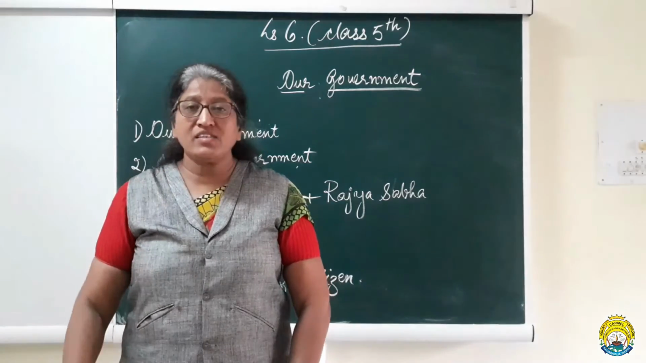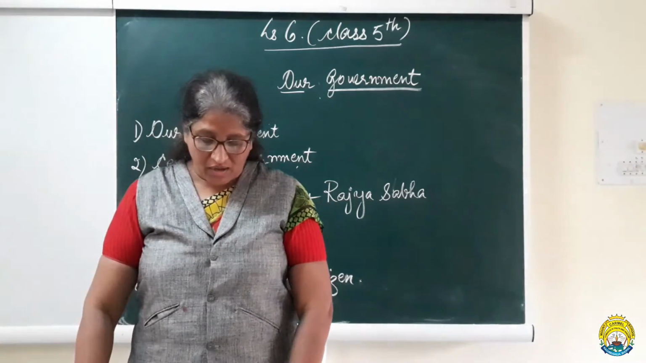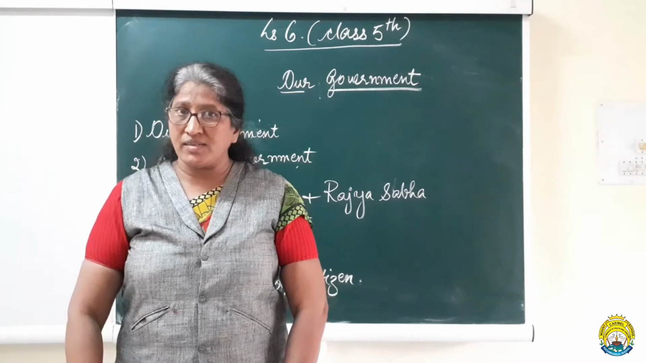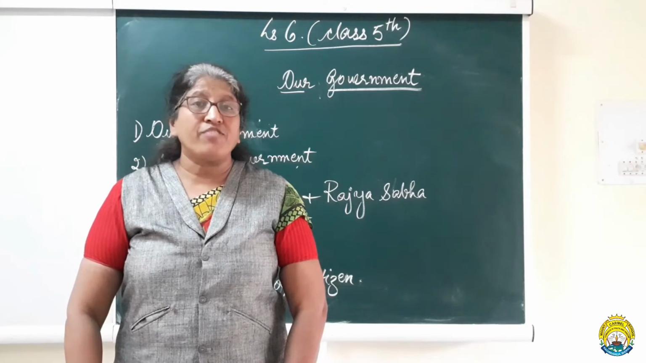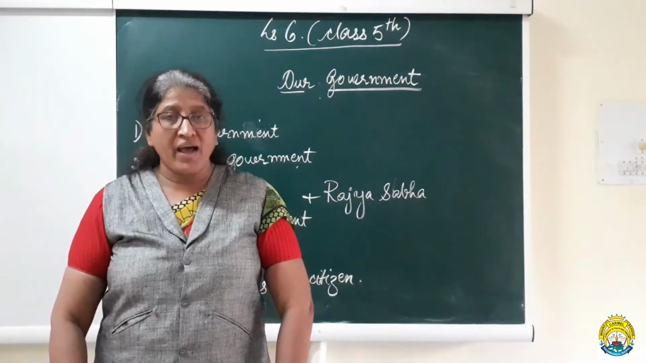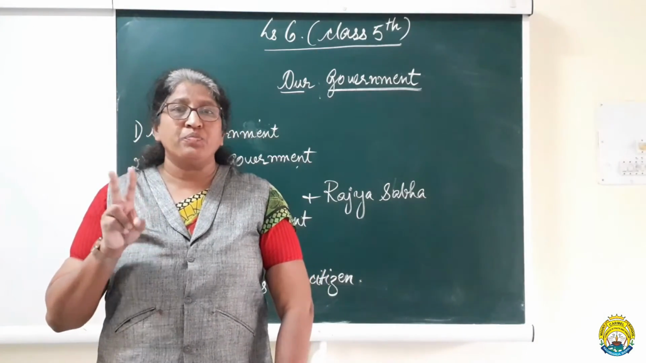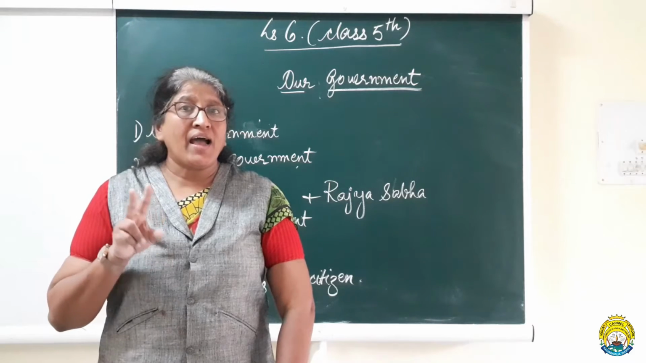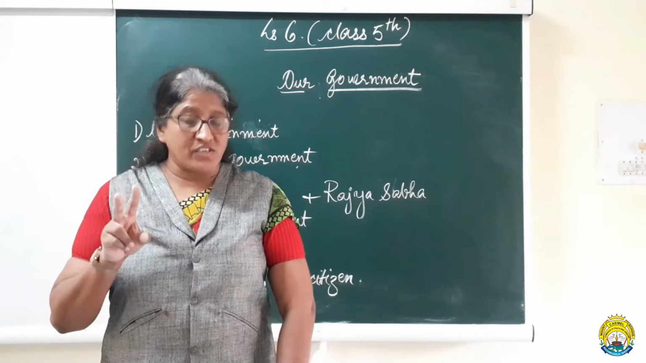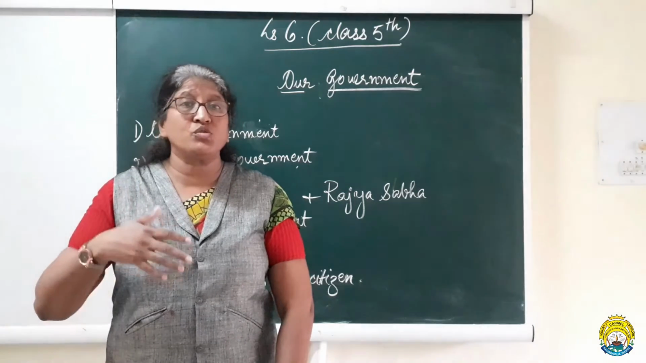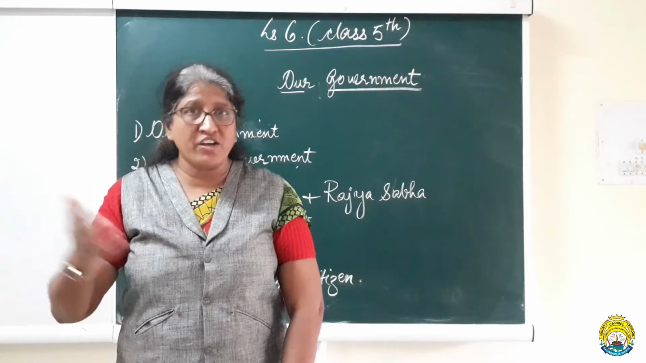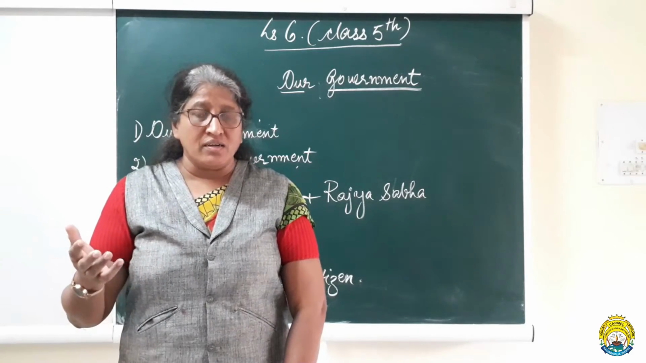In Lok Sabha, there are 545 members. From that, 543 members are elected by the people. And 2 persons, who are Anglo-Indian, are chosen by the president. That means they take care of the foreign affairs of our country.